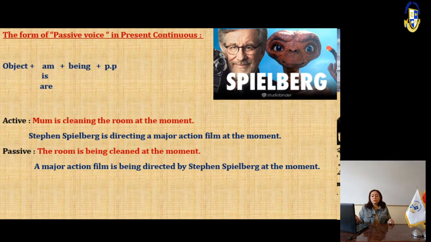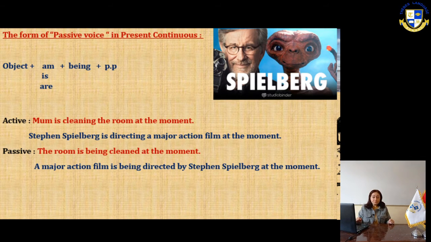Mom is cleaning the room at the moment. Let's change it into passive. Mom is the subject, is cleaning verb in the present continuous. The room is the object. Let's begin with the object, which is the room. Then verb to be in the present continuous, am or is or are plus being, and the room here would be is being, then the past participle of the main verb, which is cleaned, at the moment.